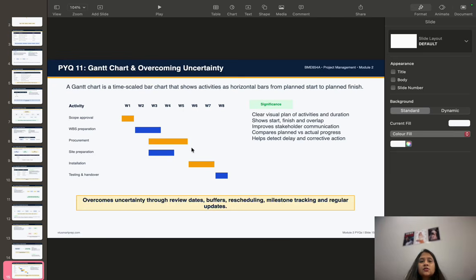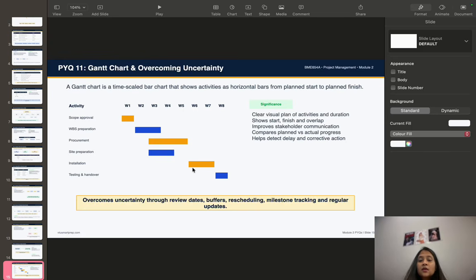Next, this is the Gantt chart, which shows the activities as horizontal bars from plan dates to the finish dates. Okay, and in the chart, activities are listed on the left side, and time periods like weeks or months are shown on the top. Okay, so a bar shows when the activity starts and ends.